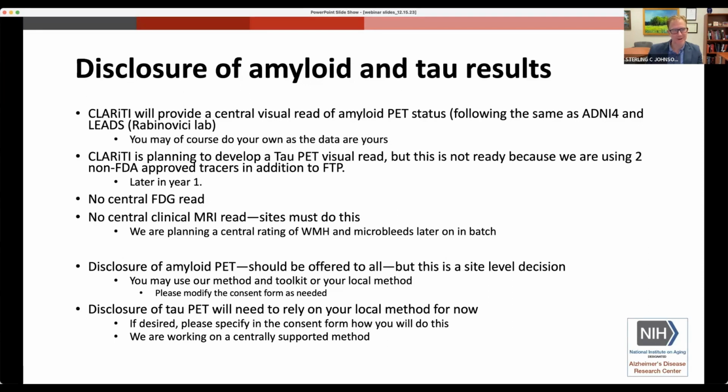It'll be exciting to see how everyone is doing this and try to make this work across all these centers.